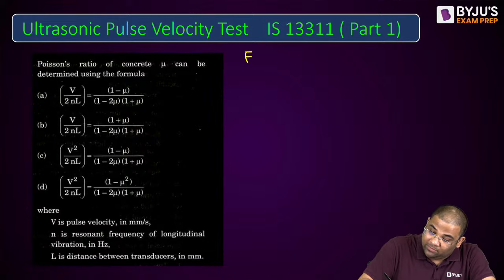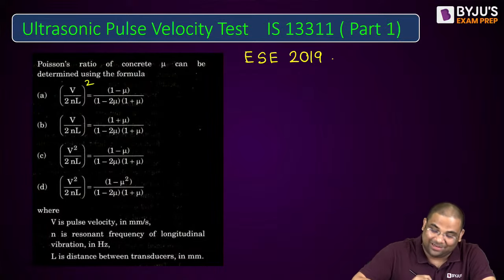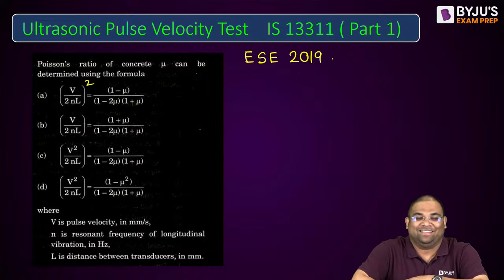You see, this is a question from ESE 2019. They have asked the formula, you see. They have asked the formula, but they made a mistake. They forgot to put a square here. It was a printing mistake.